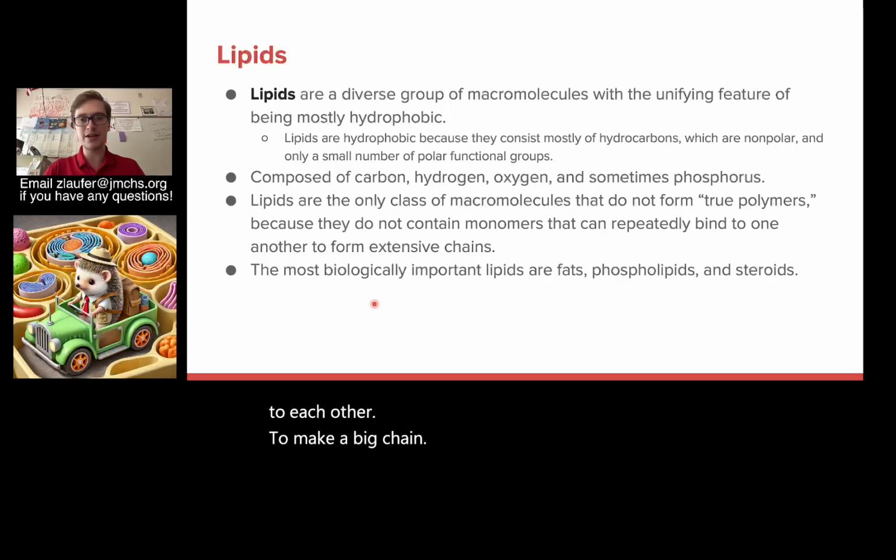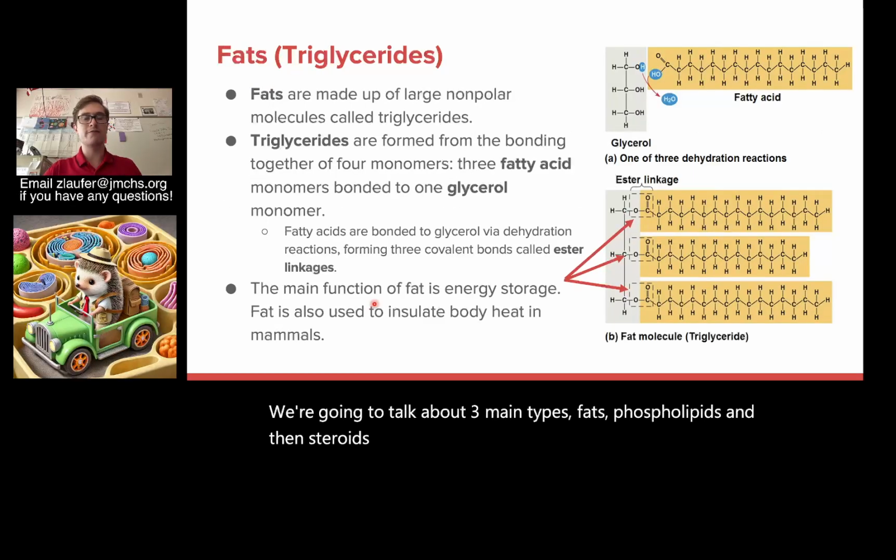We're going to talk about three main types: fats, phospholipids, and then steroids. We're going to get jacked. So, fats, first of all. We're familiar with what they are in food.